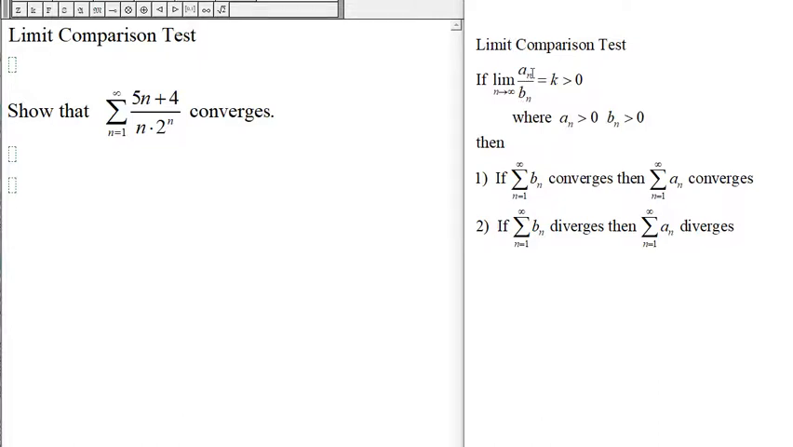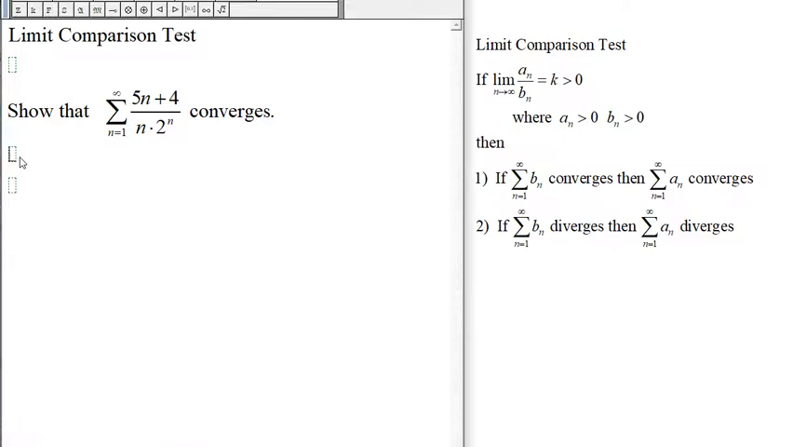We have to show that the limit of a sub n divided by b sub n as n approaches infinity is equal to a real finite positive number. And then we have to show that the b sub n series converges. Then we can say that the given series converges.